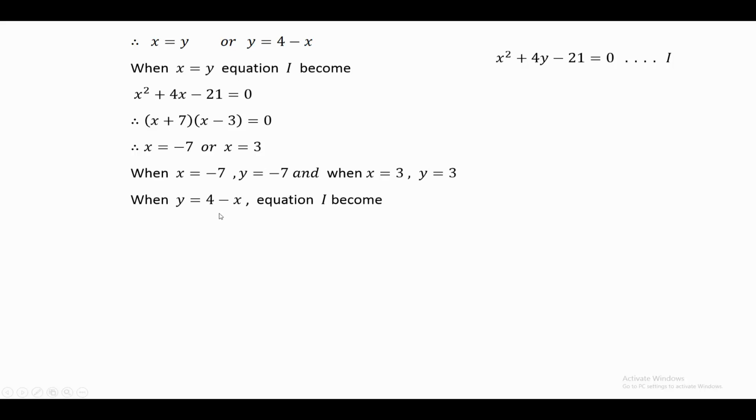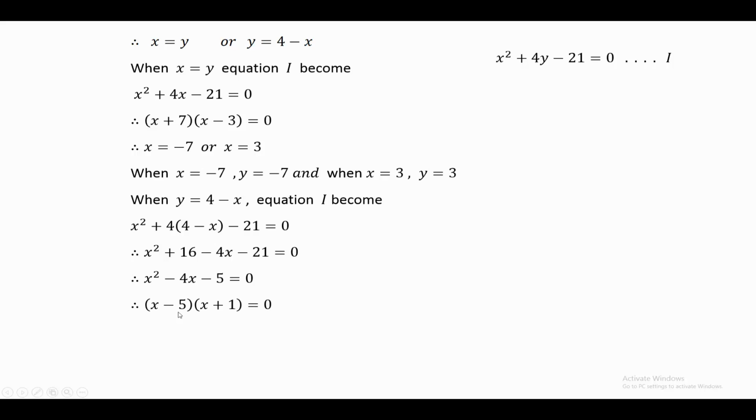Now when y equal to 4 minus x, put the value of y as 4 minus x in equation number 1. Equation 1 becomes x² plus 4 into bracket 4 minus x minus 21 equal to 0. Therefore we get x² plus 16 minus 4x minus 21 equal to 0. Therefore we get x² minus 4x plus 16 minus 21, which is minus 5, equal to 0. Write down factors of this expression. So x minus 5 and x plus 1 are factors of this expression equal to 0. So we get x equal to 5 or x equal to minus 1.